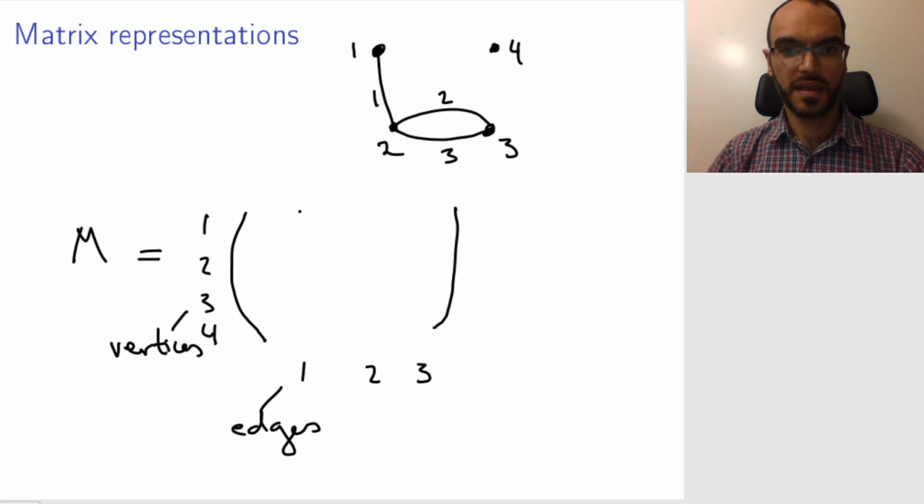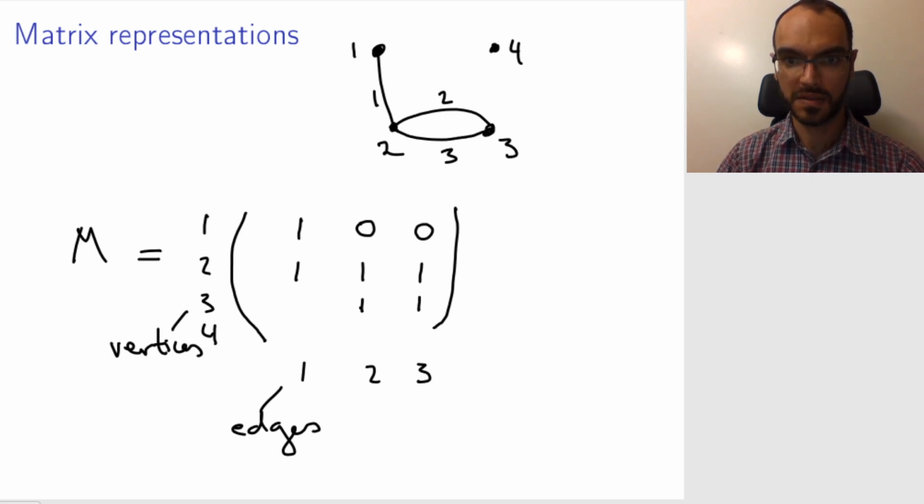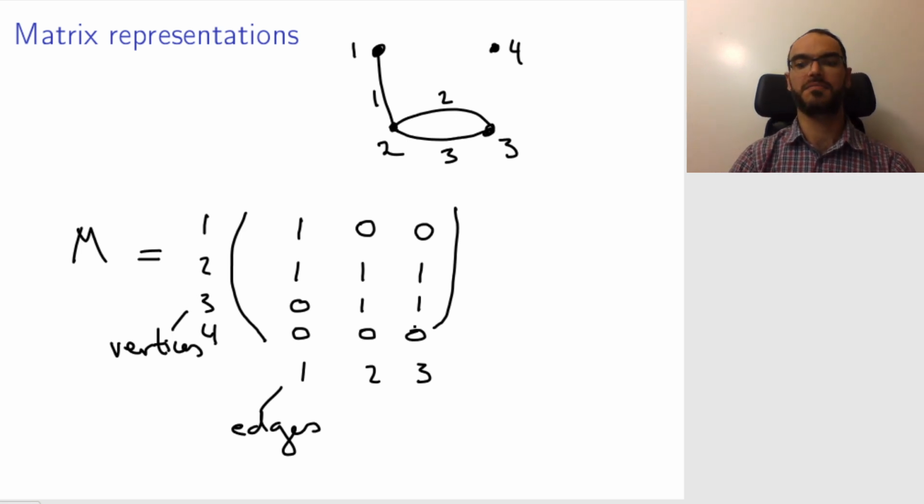And now I'm asking a yes or no question for each pair. Does edge number 1 go to vertex number 1? Answer is yes. So I put a 1. Does edge number 2 go to vertex number 1? No. Does edge number 3 go to vertex number 1? No. By saying go to, I mean, is it incident to? So is edge number 1 incident to vertex 2? Yes. Is edge number 2 incident to vertex 2? Yes. Is edge number 3 incident to vertex 2? Yes. So this row of yeses or ones means that all edges in fact go to vertex 2. Vertex 3 is only incident to edges number 2 and 3. And vertex number 4 has no edges to it. So this is the incidence matrix of my graph.